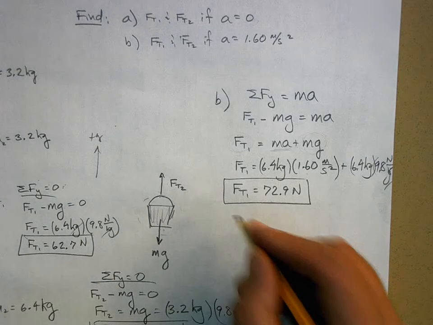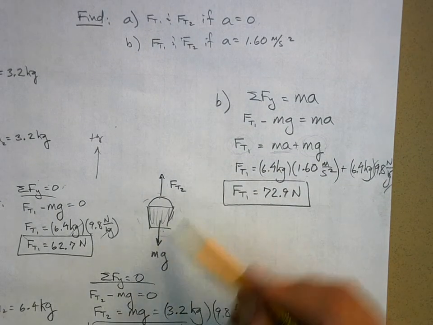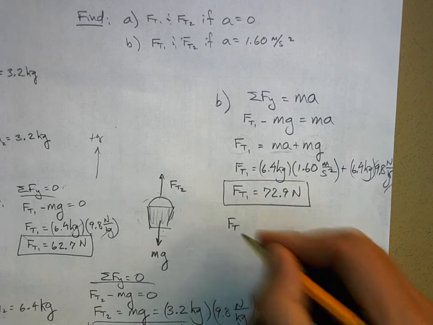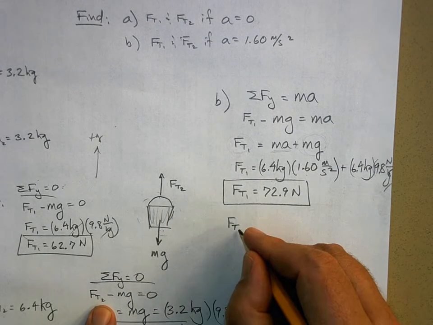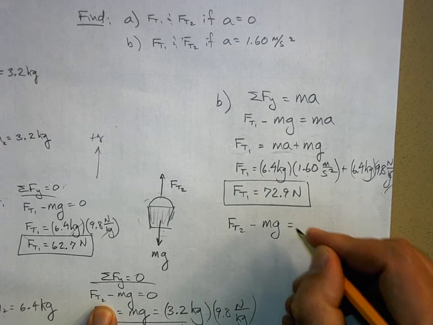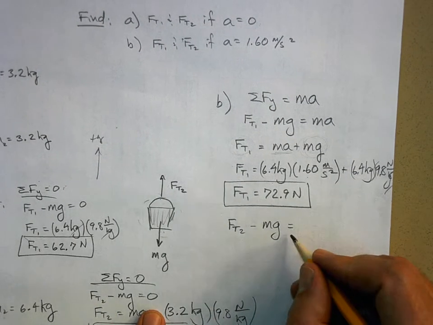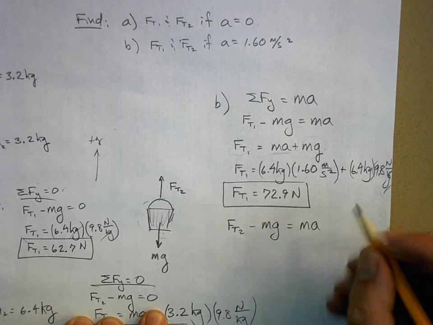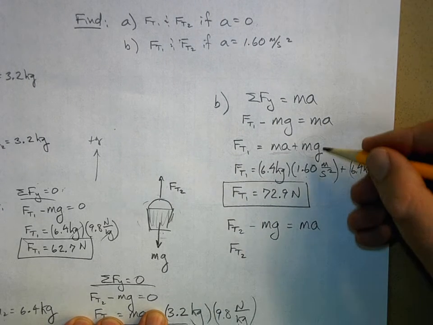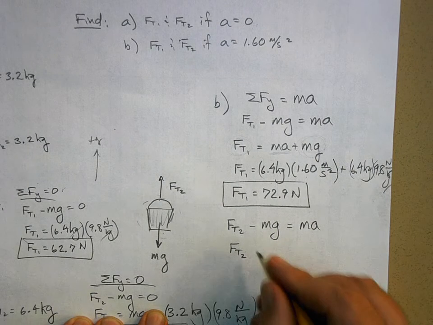Now, for the bottom bucket, you just do the same thing. I'm just going to start here, T minus mg equals, but it's not 0 anymore, it's ma. So we get the same equation we got before, like up here, but now the mass is, of course, half as big.